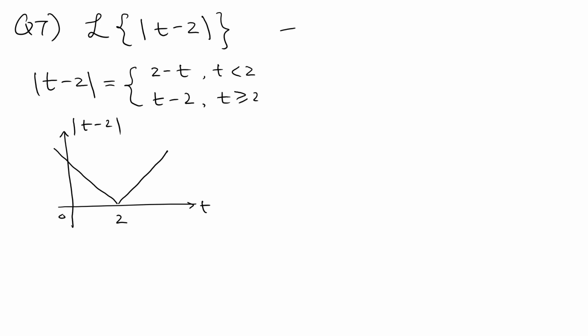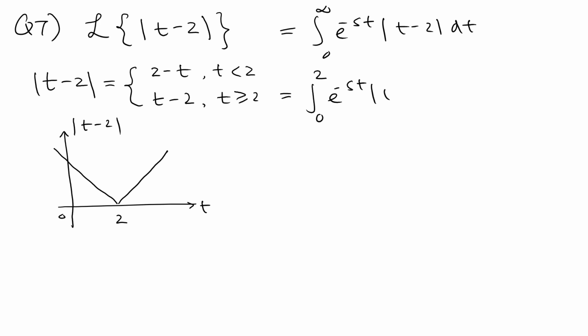First we can write this by the definition as the integral from 0 to infinity of e to the minus st times absolute value of t minus 2 dt. So that's the definition. Now what we can do is split it into two. We can write this as the integral from 0 to 2 of e to the minus st times absolute value of t minus 2 dt, plus the integral from 2 to infinity of e to the minus st times absolute value of t minus 2 dt. So you write it like that.